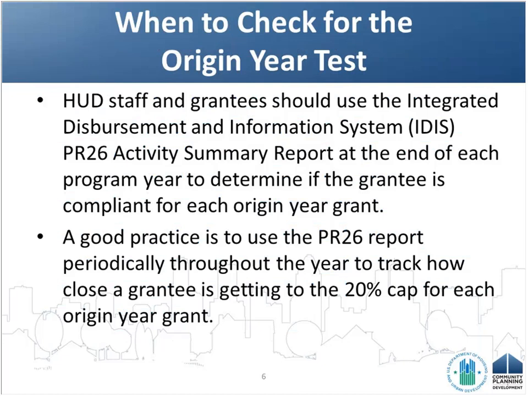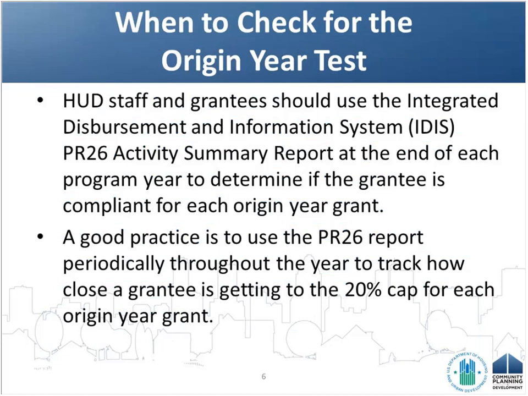When should the grantee or HUD staff check the Origin Year Expenditure Test? The HUD staff and the grantee should use the IDIS PR26 Activity Summary by Selected Grant Report at the end of each program year to see if the grantee is in compliance with each Origin grant. Sometimes the grantee has not expended 100% of that grant's funds, but has already exceeded the 20% admin and planning expenditure cap.